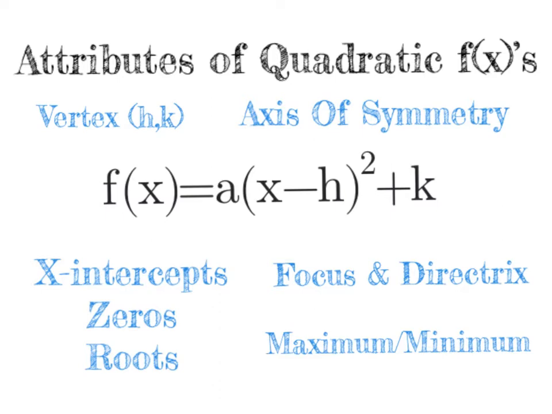We're going to be talking about the vertex, the axis of symmetry, the general function of a quadratic in vertex form, x-intercepts, zeros, and roots, the focus and the directrix, maximum and minimum. So this whole video is specifically geared to the vocabulary words we're going to be using in this unit, and being comfortable with what they look like, how they behave, and how they are a part of what we're dealing with. Again, in the next video, we'll talk about how you actually find them. So let's get started.